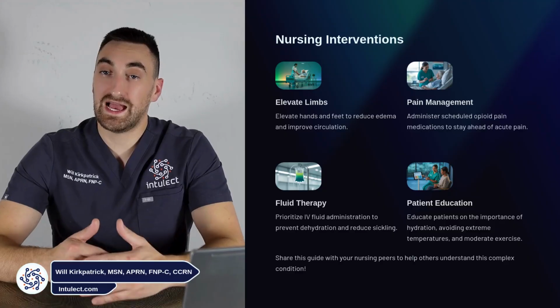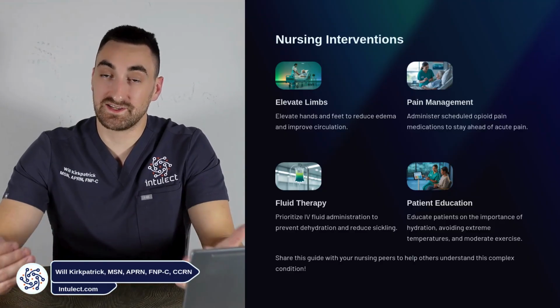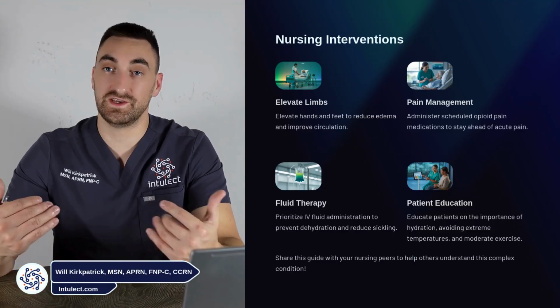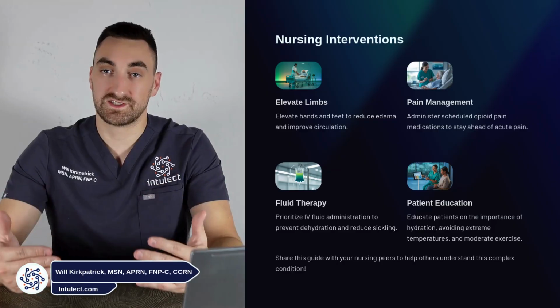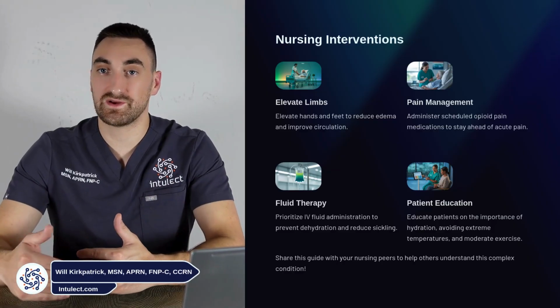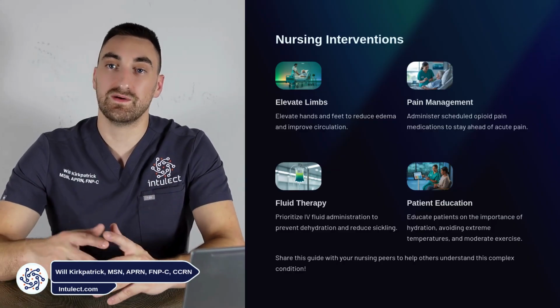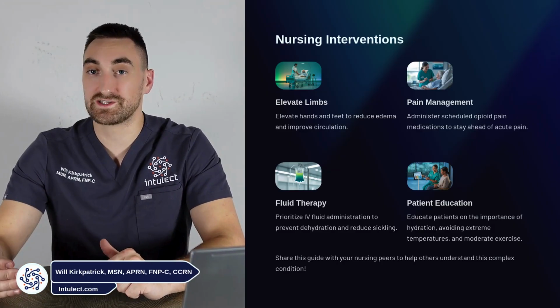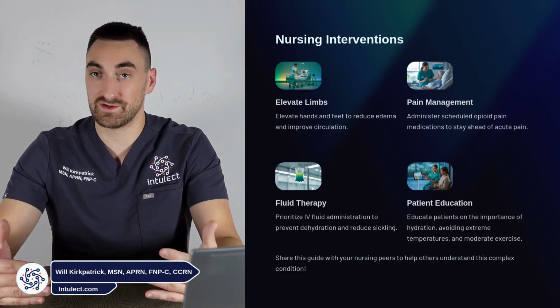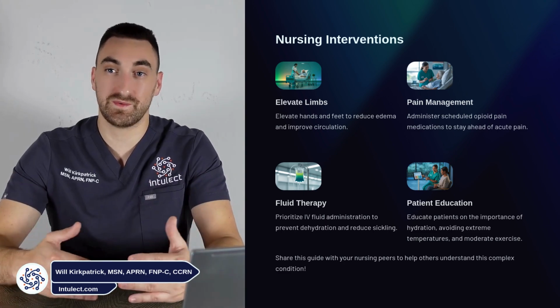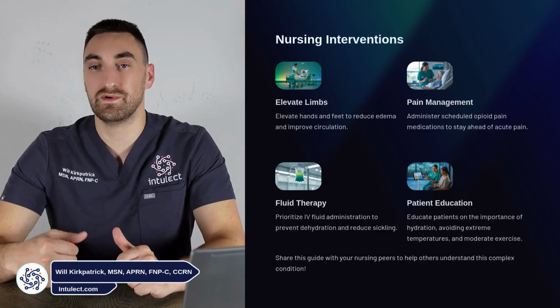Now, if the patient has that swelling in the hands and feet, of course, you're going to elevate to decrease that swelling. Of course, you're going to be doing, once again, consistent scheduled opioids, most likely, per the provider. But a lot of the times they are not PRN in this case because they want to stay ahead of the pain. And of course, prioritizing those IV fluids is going to treat the underlying issue and also help with the pain much more effectively.